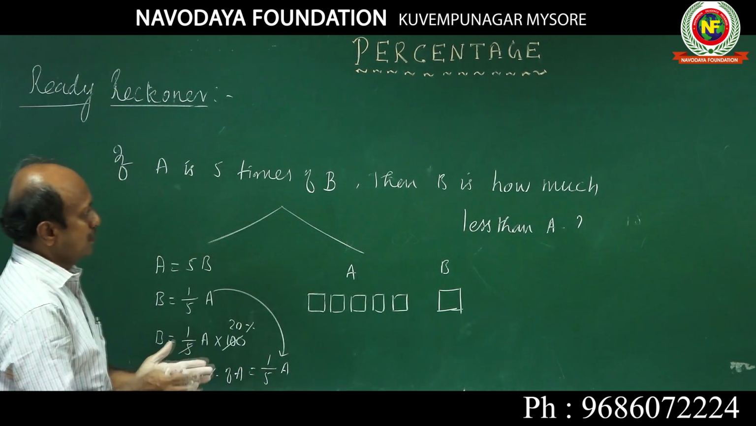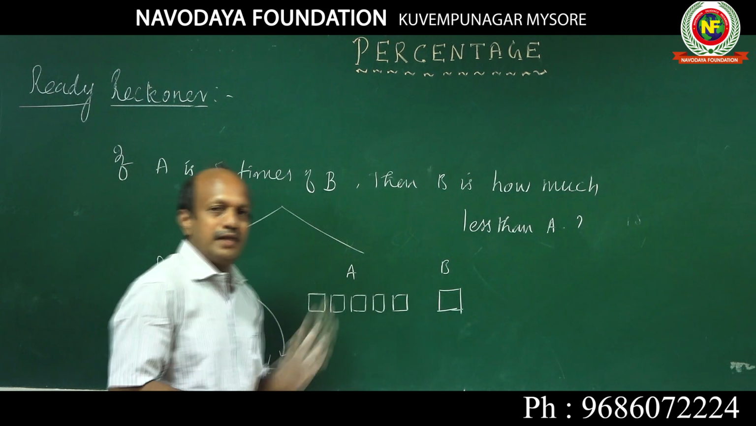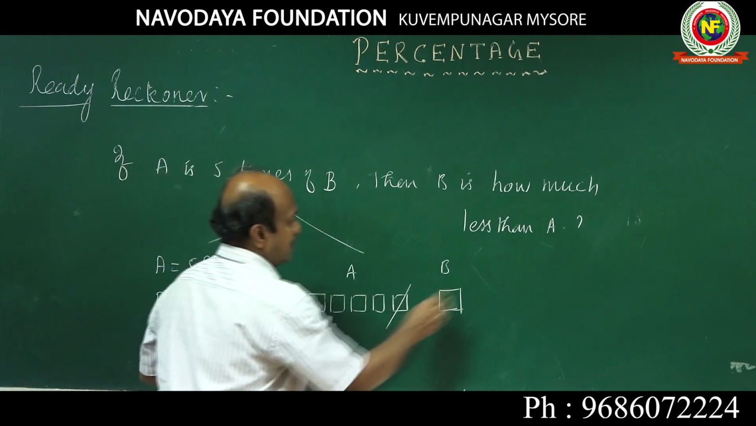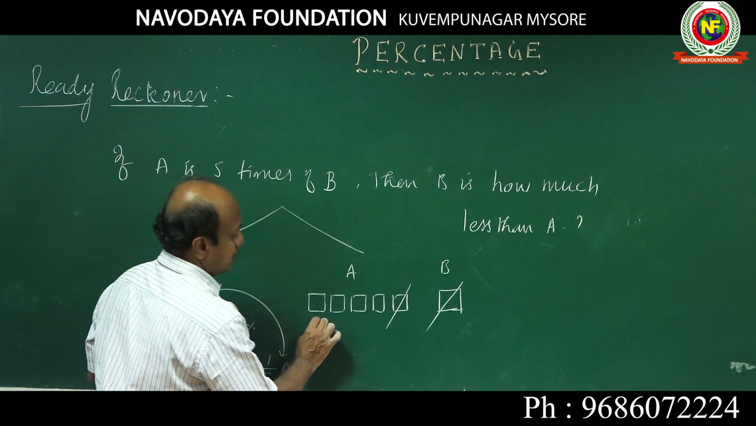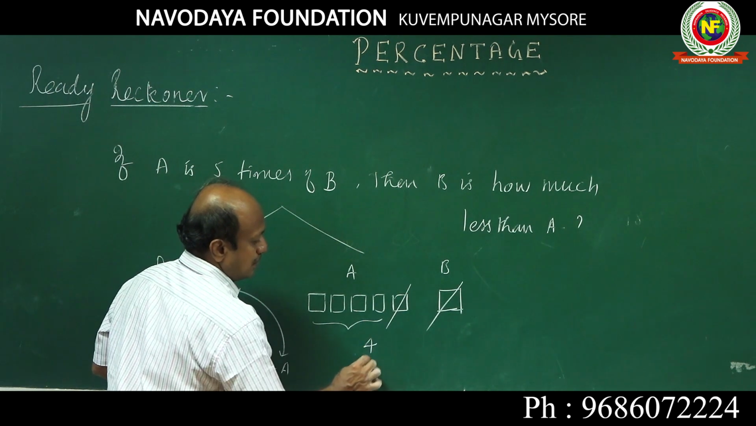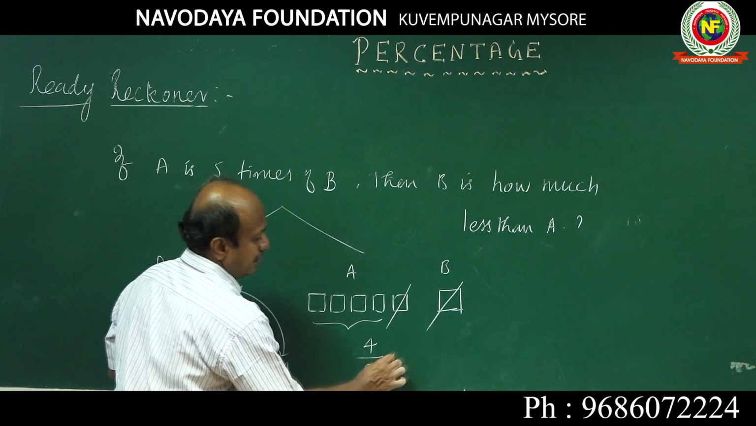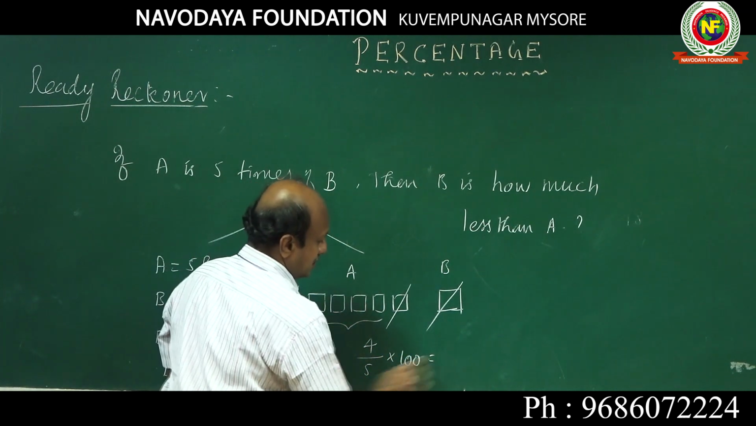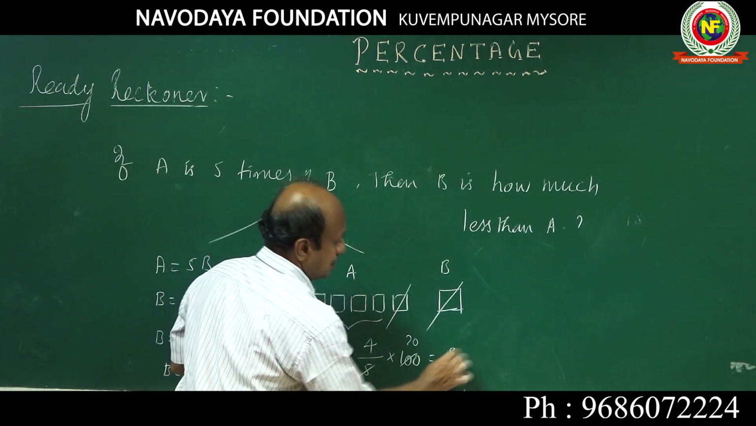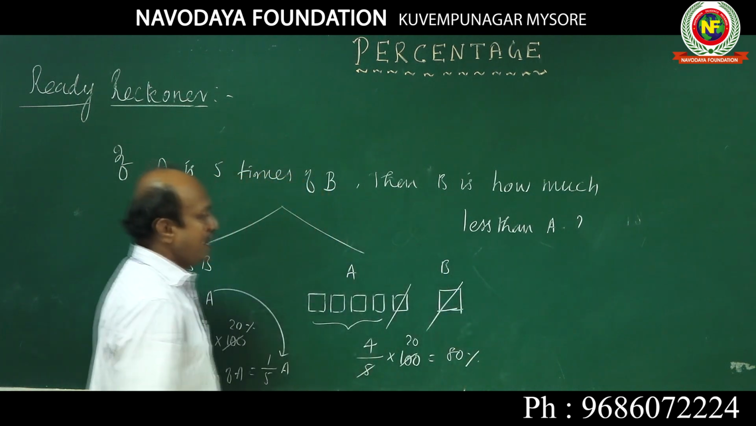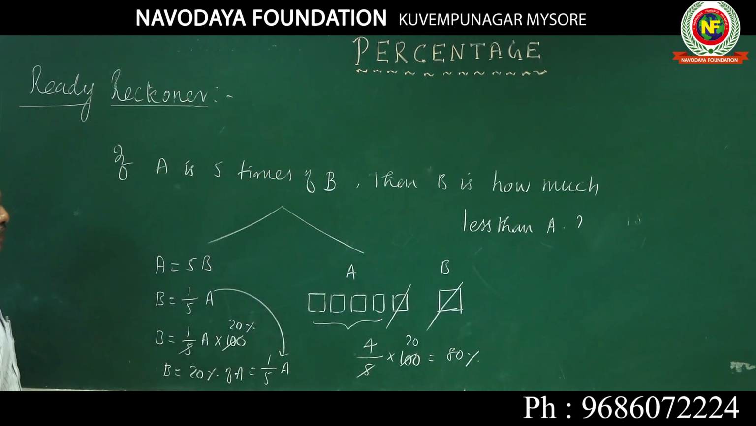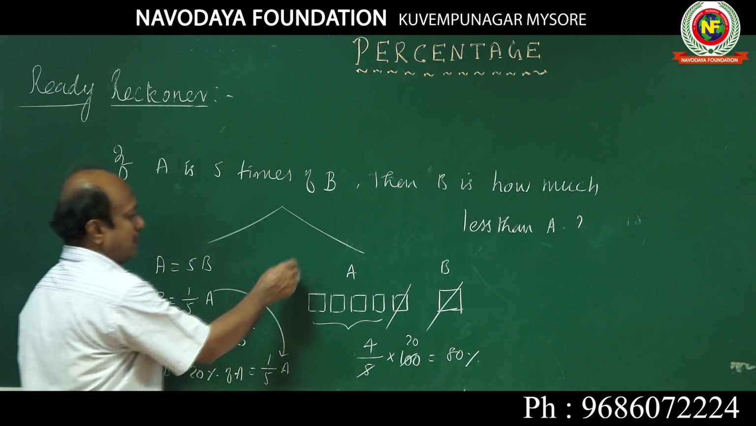Now the question is, how much B is less than A? Right. 1 square gets cancelled. How many squares are more? 4 out of 5. How many squares are there? 5 into 100. It is nothing but you will be getting B is 80% less than A. B is 80% less than A.